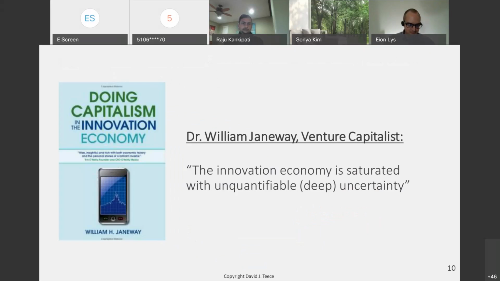So how can we characterize the environment we're in? I love this quote from Bill Janway, who's a venture capitalist. He's a thoughtful one. He says, the innovation economy is saturated with unquantifiable deep uncertainty.